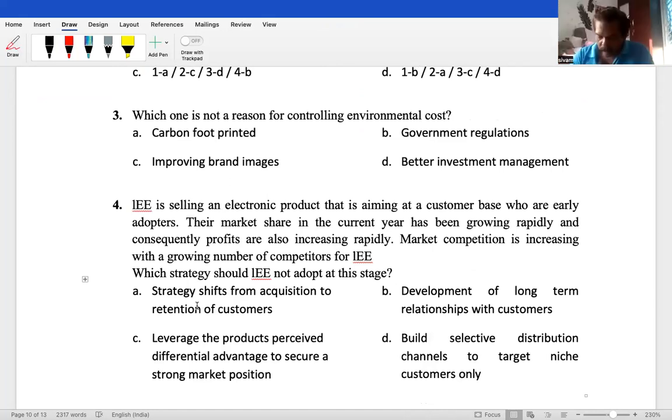Which one is not a reason for controlling environmental cost? Whenever a negative condition is there, please be careful. Carbon footprint, governmental regulation, improving brand image, better investment management. Yes, not a reason for controlling: better investment management.